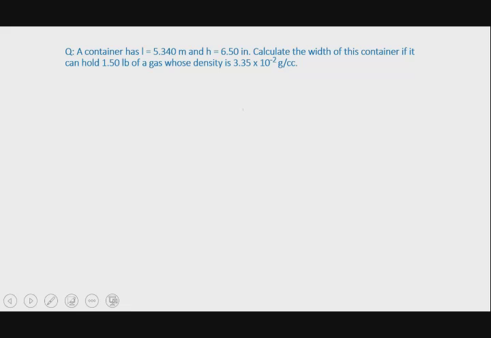Okay, the next problem is also similar to something that we've solved previously in a different section of this chapter. So again, a container that has a given length and a given height. We need to calculate the width of this container if it can hold 1.50 pounds of a gas whose density is given to us.